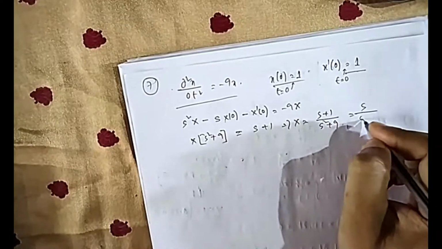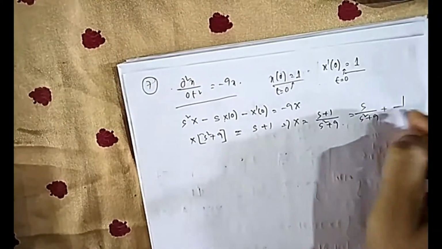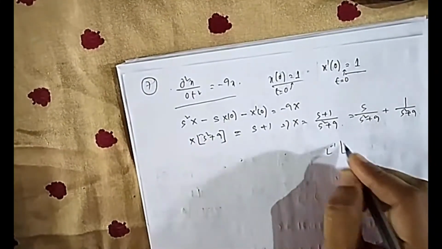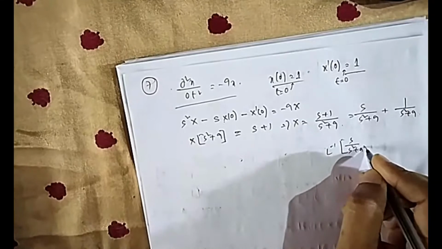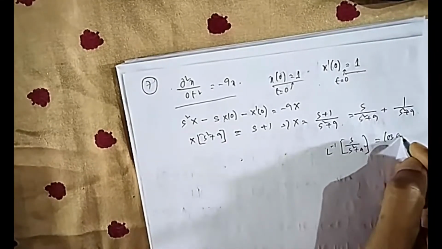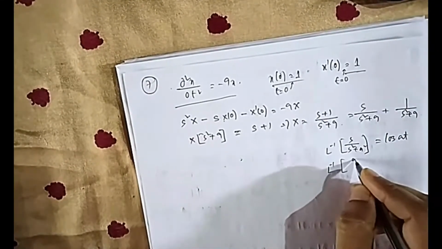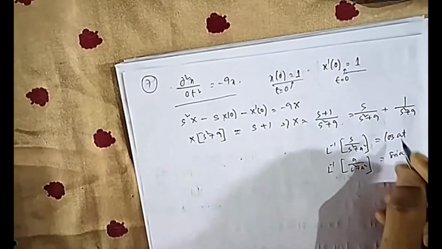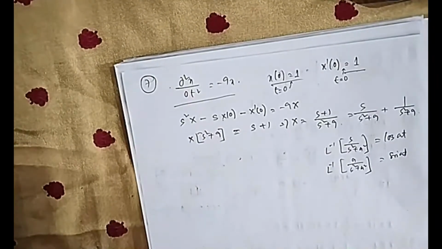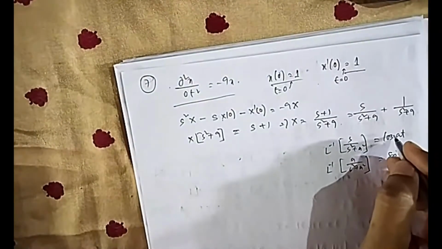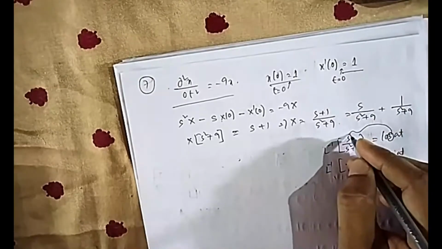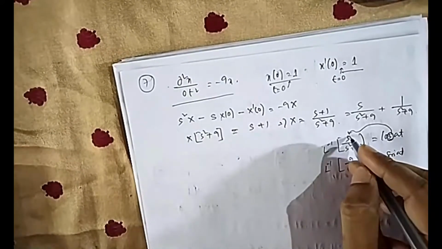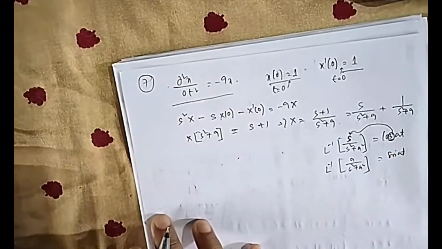We can write it as s by s square plus 9 and then plus 1 by s square plus 9. Now can you recall your formula of Laplace inverse? It was s by s square plus a square gives cos at, and a by s square plus a square gives sin at. Students always get confused about which one is sin and which one is cos. So I remember it like this: cos ends with s, so s should be in the numerator, and sin is the reverse. That's the way I used to remember.